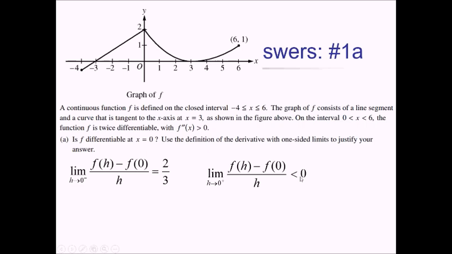If it's less than 0, that means there's no way it can match a positive number like 2/3. So this means that the overall limit as h approaches 0 of this stuff does not exist. Therefore, since that limit does not exist, since the slopes don't match up, that tells us that f is not differentiable at x equals 0.